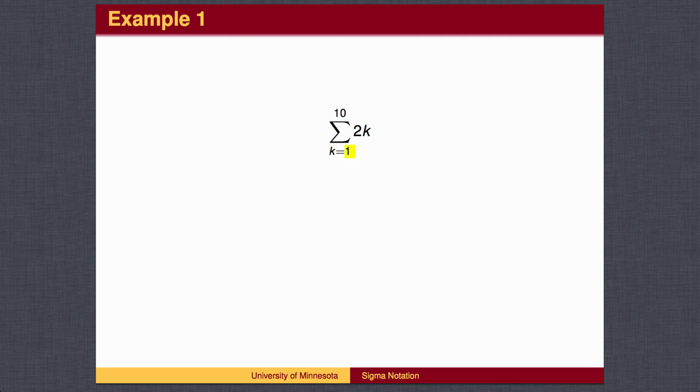1 is called the lower summand. It tells us the first number to be plugged into the formula. Above the sigma is the upper summand. It tells us the last number to plug into the formula. It is common to use 1 as the lower summand. We always go up by 1 until reaching the upper summand. In this case, we will plug in the numbers 1, 2, 3, up to 10.